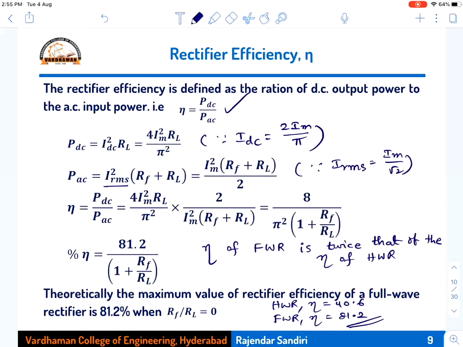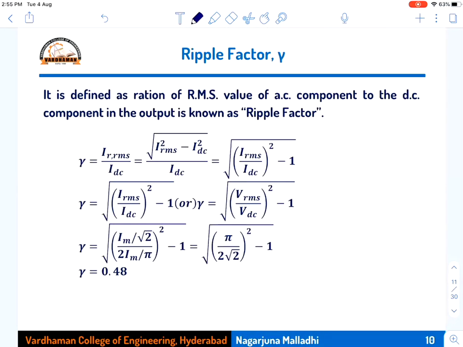That means the full wave rectifier is better than the half wave rectifier in terms of rectifier efficiency, because it is 2 times that of the half wave rectifier. So it is 81.2, whereas for the half wave rectifier it is 40.6. You have to remember this formula: percentage efficiency is equal to 81.2 divided by 1 plus RF by RL. If RL is very much greater than RF, then percentage efficiency is equal to 81.2 percent when RF by RL is equal to 0.